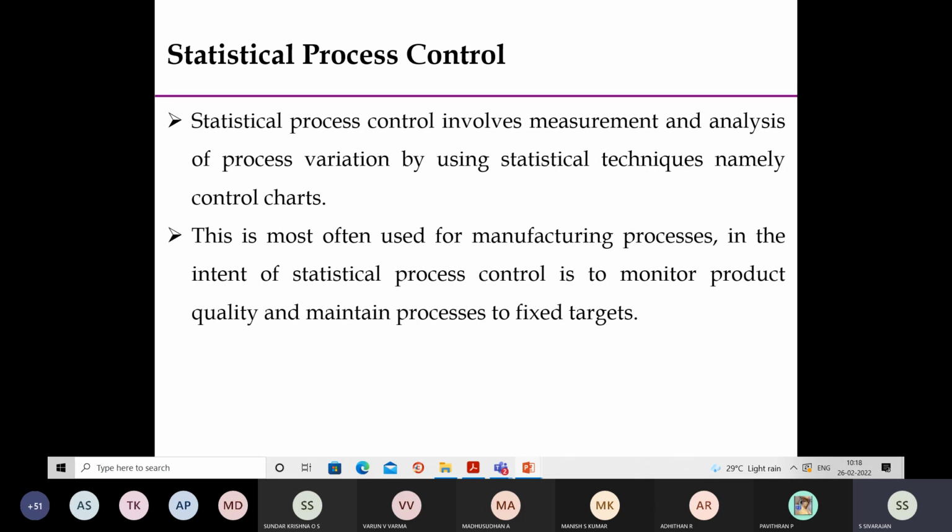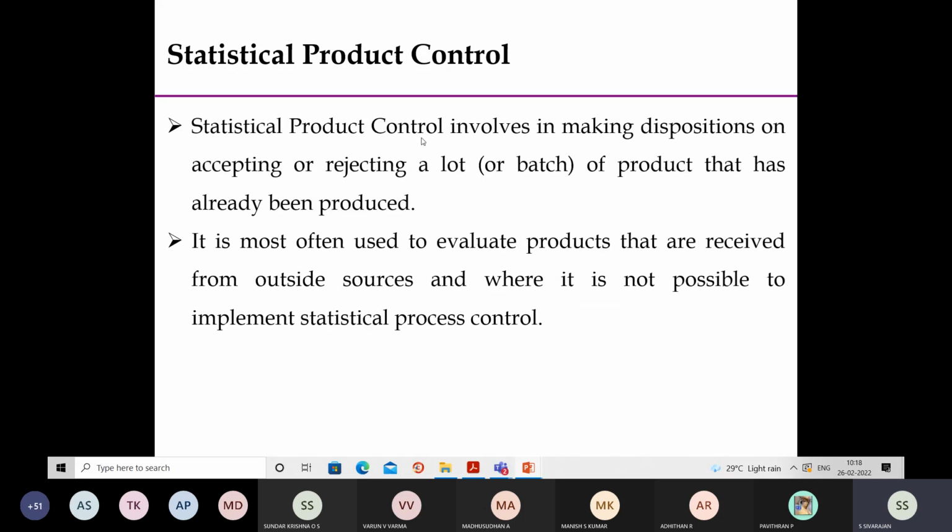If it is less, there is a problem. If it is more, also there is a problem. Both ways, it's a problem. So they have measured the paint thickness. The process variation we can study by various statistical techniques, something called a control chart, which we'll be discussing on Monday. This is most often used for manufacturing processes. The intent of statistical process control is to monitor the product quality and maintain the process to fixed targets.